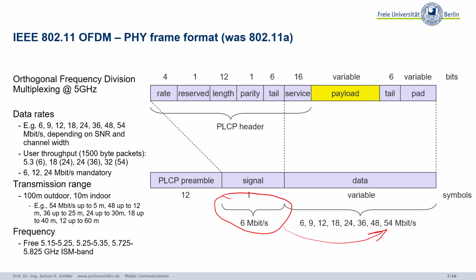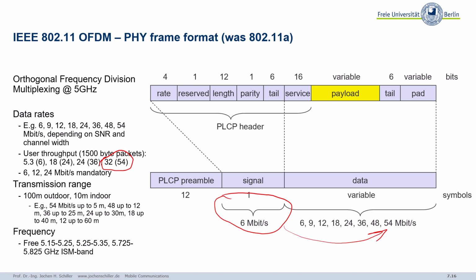The data rates available between 6 and 54 megabit per second pretty much depend on the signal to noise ratio and what happens on the channel. If you do real measurements and check the user throughput, you will see that for classical Ethernet packets of 1500 bytes, you will reach up to 32 megabit per second, not the 54. And you see already the reasons. We have guard spaces, we have preambles and signals, and then we can jump to the high data rates. There were some mandatory data rates.